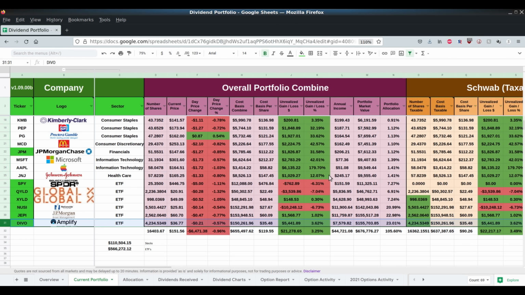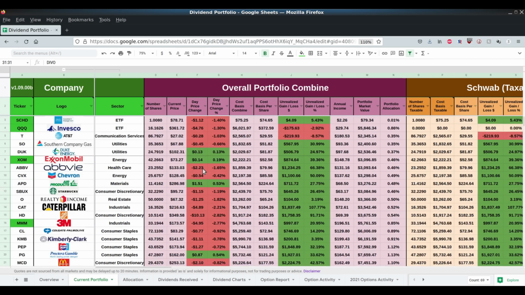And I'm kind of keeping the QYLD and the XYLD limited at about $50,000. NUSI roughly about $150,000. And then JEPI and DIVO will be the largest ETFs in my portfolio with roughly about $180,000 to $210,000 each as I continue to build this out.